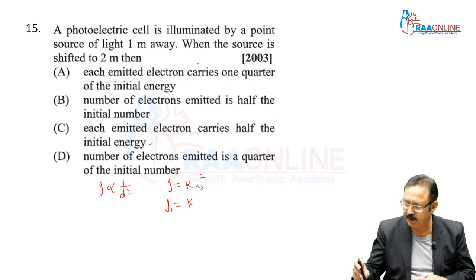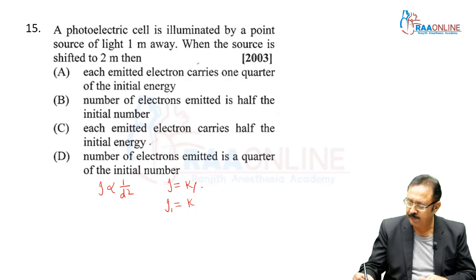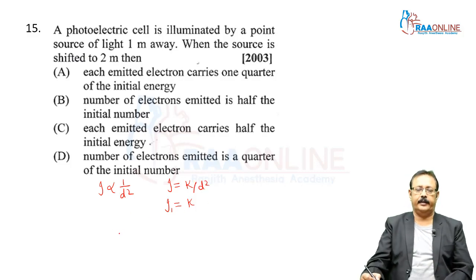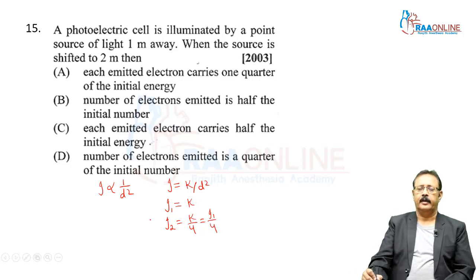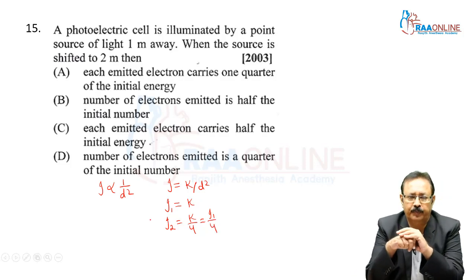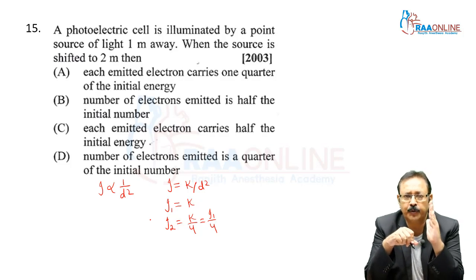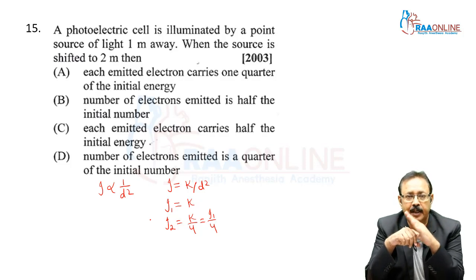Initially d was 1, so intensity was k. What did we do now? Now we make the distance 2. So what is intensity now? 2 square means 4, so it is 1/4 of the previous intensity. It means you are now sending only 1/4 of the photons towards the metal. So it will decrease the number of photoelectrons to 1/4.